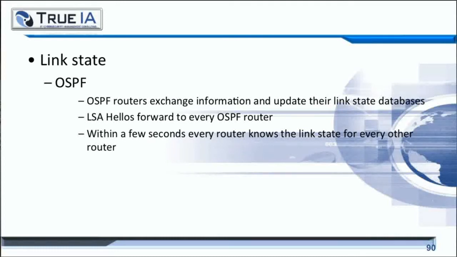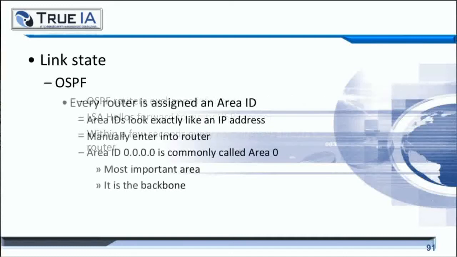OSPF routers exchange information and update their link states in databases. The hellos forward to every OSPF router known to each other. Within a few seconds, every router knows the link state of another router. Within the OSPF architecture, each router is then assigned an area ID. The area ID looks exactly like an IP address. For instance, the area ID assigned to the backbone would be 0.0.0.0.